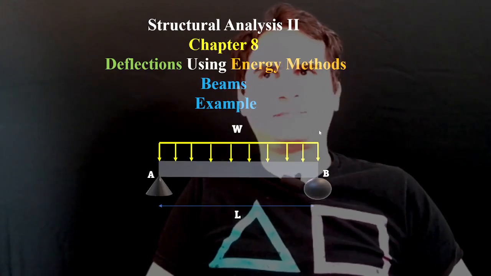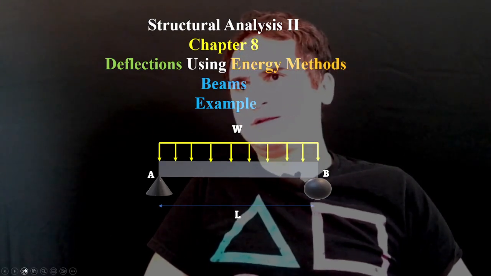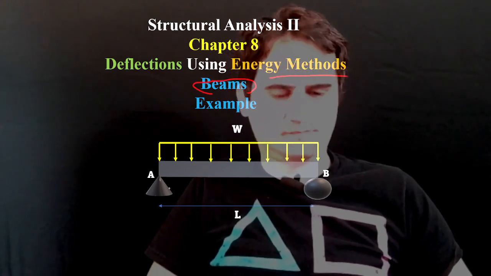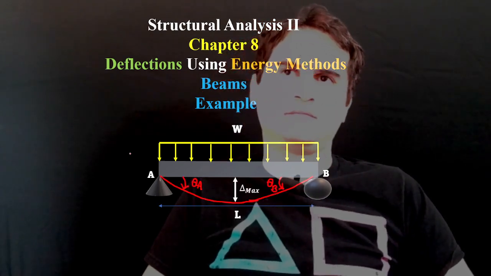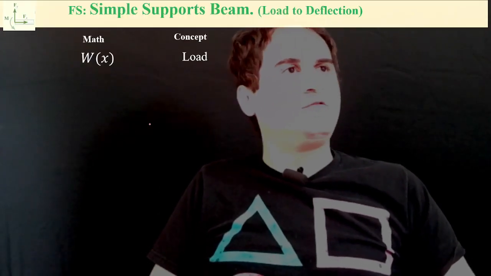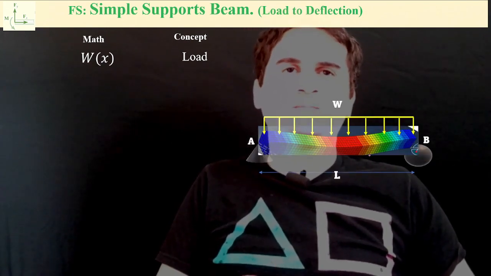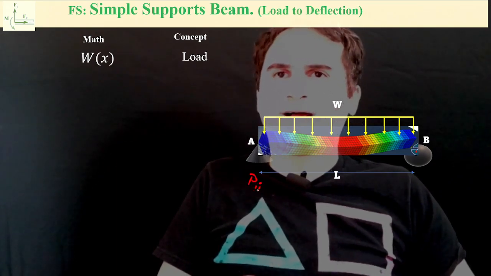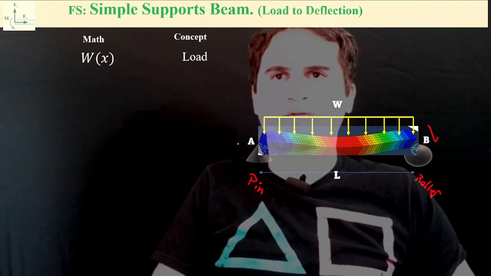Structural analysis, chapter 8, deflections using energy methods. So we want to solve an example in beams with the energy methods. If you remember, we have already solved a two simple supports beam. So we have a pin at support A, and we have a roller at B.